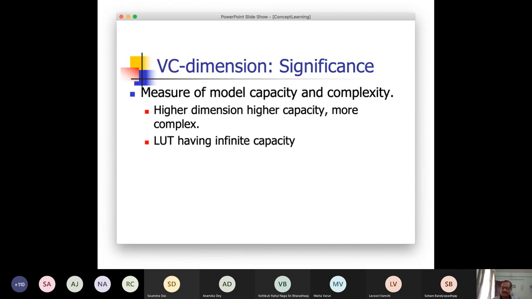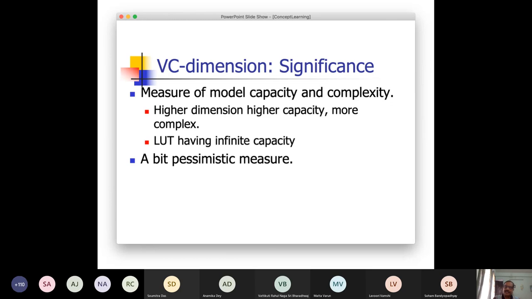Suppose LUT, which is a lookup table. We have already discussed that the inductive bias in the lookup table is 0. So it's a very powerful representation, but it's not useful in that sense. For small data it is okay. For a large data set, this kind of representation is impractical to maintain, to search, to store. From that point of view, it is not very practical. But in some cases, you use it.